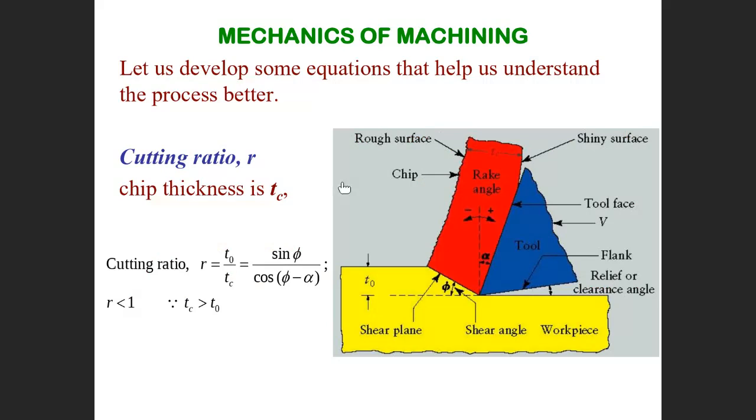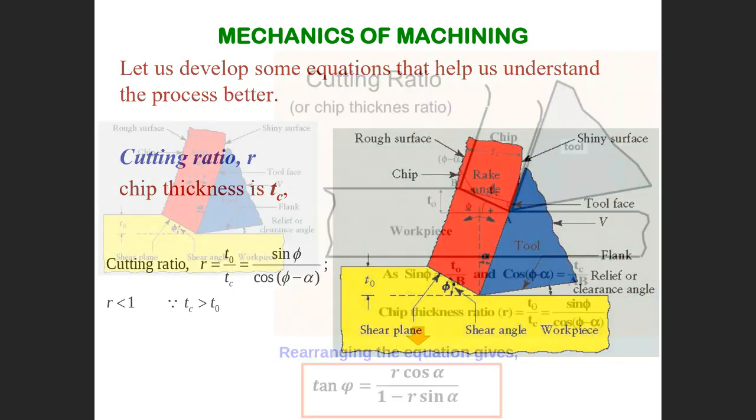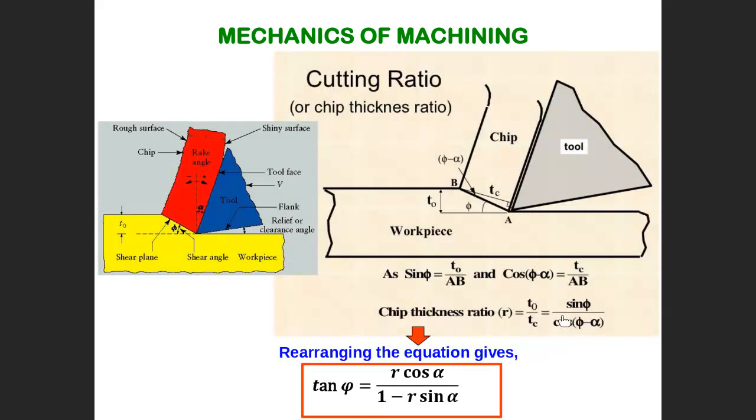Right. Here, start analysis. We have what we call the cutting ratio. Cutting ratio equals R, equal to T0, which is the uncut chip thickness, remember all the time, divided by TC. TC is the thickness here, which is the cut chip thickness. This equals sine phi, the shear angle, divided by cosine phi minus alpha. From where is this obtained? Let me show you.